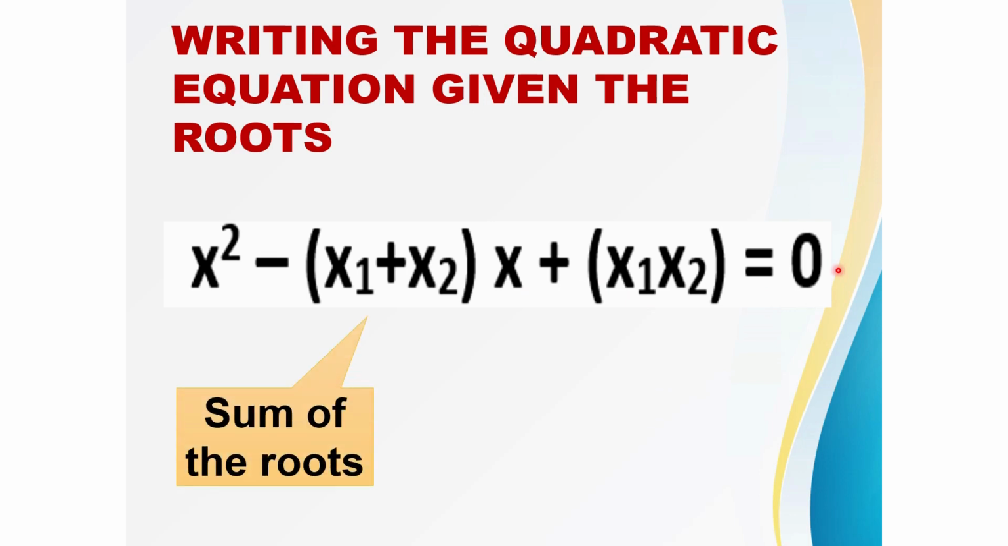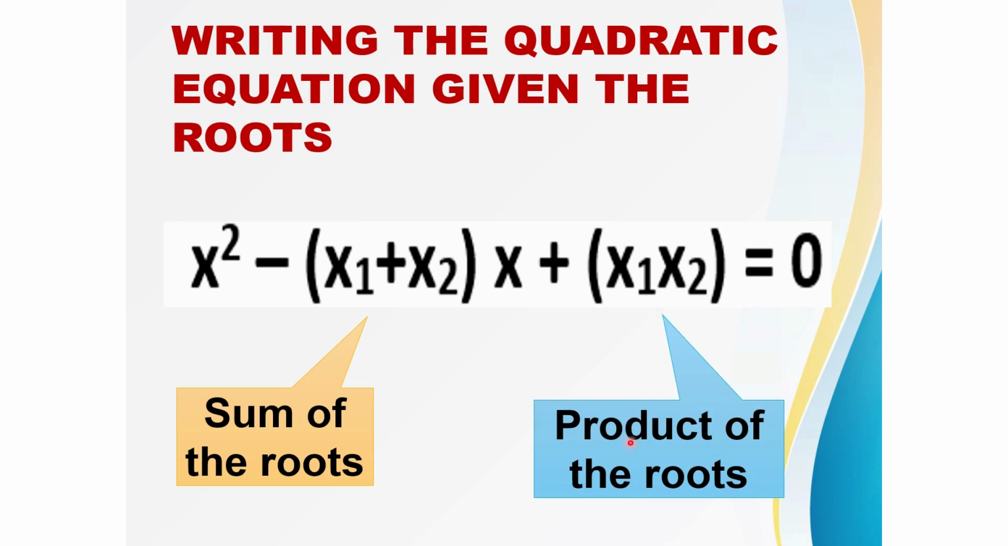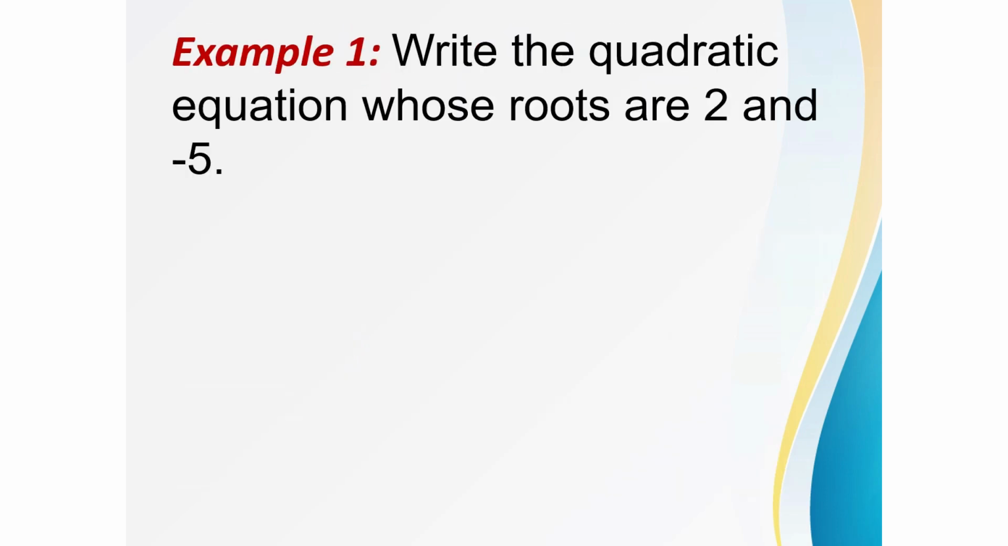So again, in this formula, yung nasa linear term, the numerical coefficient of the linear term will be the sum of the roots, and yung constant term will be the product of the roots. And in here, in the equation, yung linear term is minus the sum. Okay, let's proceed with the example.